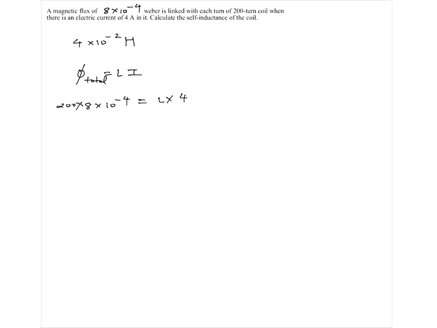Phi equals L i. The only thing you have to be careful about is that the information given is for each turn, and there are 200 turns, so the total flux will be into 200. That's it. The rest is simply putting the numbers and calculating. I is 4. See if you are getting 4 into 10 to the power minus 2 Henry. Any questions? Let me know.